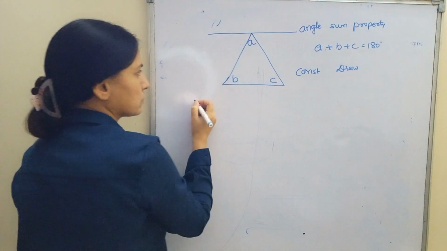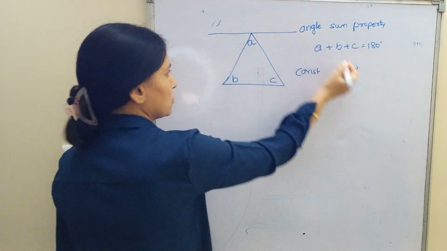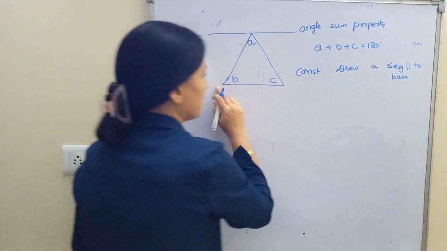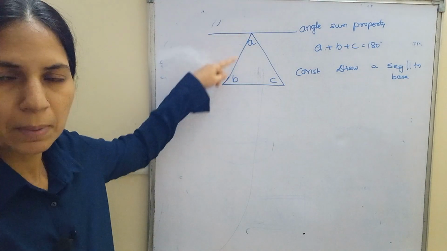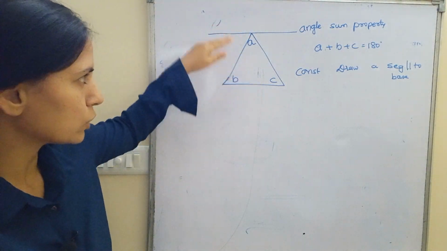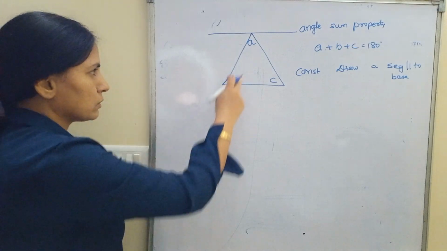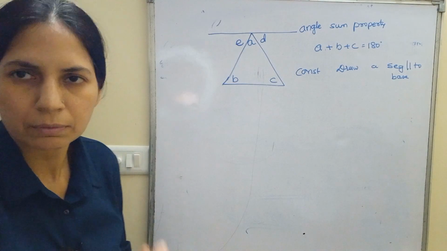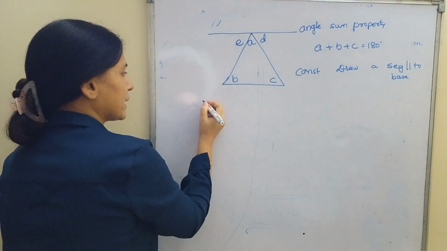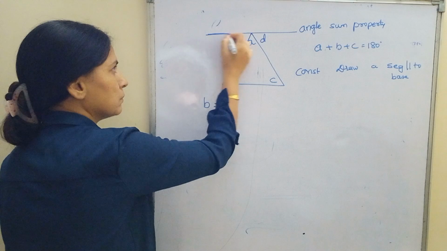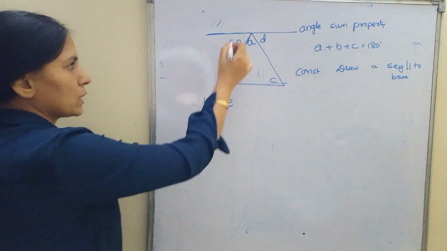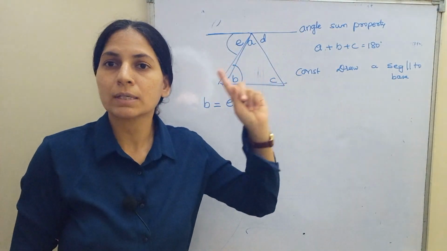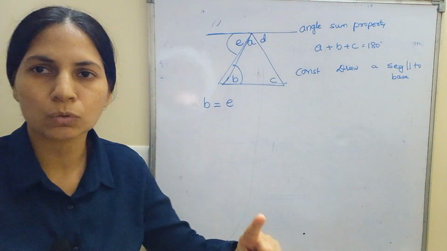Draw a line or draw a segment parallel to base. Okay, this is the base. We have to make a line which is parallel. Okay, वो टेढ़ी है तो ये भी टेढ़ी बनाना, वो सीधी है तो वो भी सीधी बनाना. Okay, now this is A, B, C, right here D and D. Okay, to make it convenient, D E I am writing. Now my dear students, can I say that B is equal to E? See, it is Z forming. दिख रहा है ये ऐसा ऐसा, Z forming.